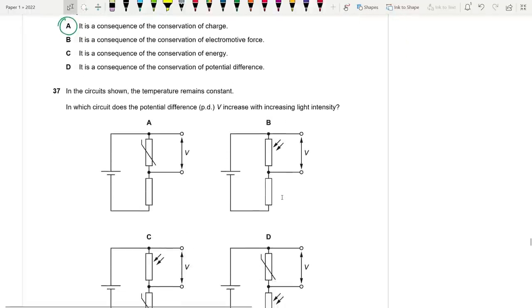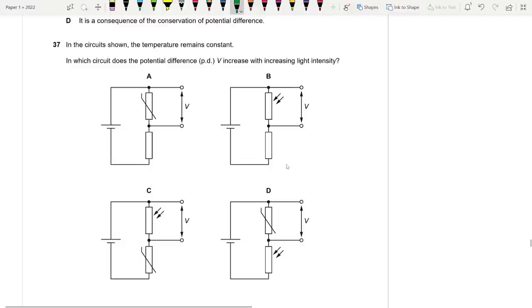37. In the circuit shown, the temperature remains constant. In which circuit does the potential difference increase with increasing light intensity? So, temperature remains constant. We're going to ignore option A. If you increase light intensity, the resistance of the light dependent resistor actually decreases. So if resistance decreases, according to the potential divider, the voltage of this LDR will decrease. So B is wrong. What about C?